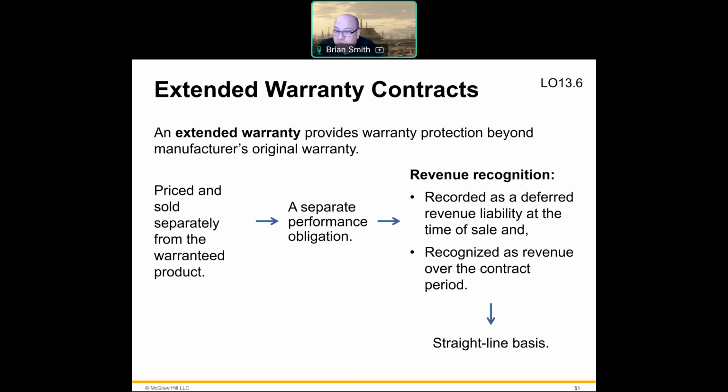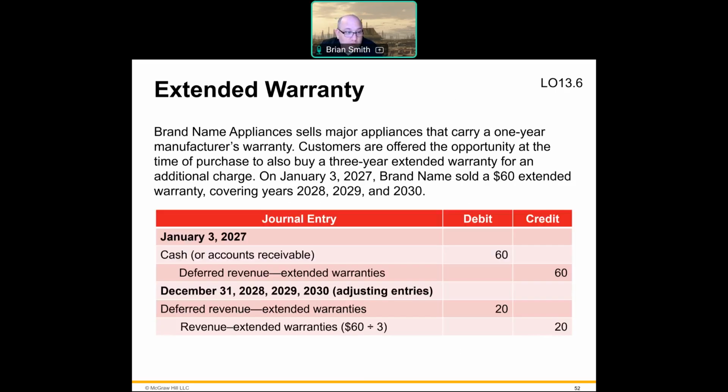And we're going to recognize it on a straight-line basis here. So if we have a warranty, is this $60? Yeah, $60. Sell a $6 extended warranty covering 3 years. It's going to be deferred revenue, is how we earn it, and we just recognize it over 3 years as we earn it. So it's pretty straightforward there, hopefully.